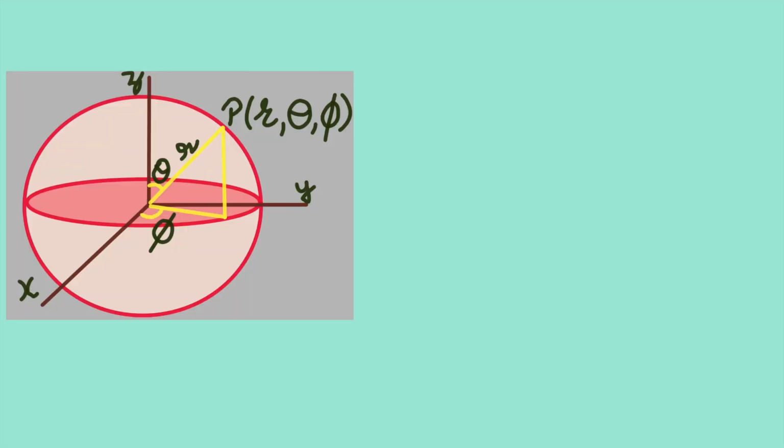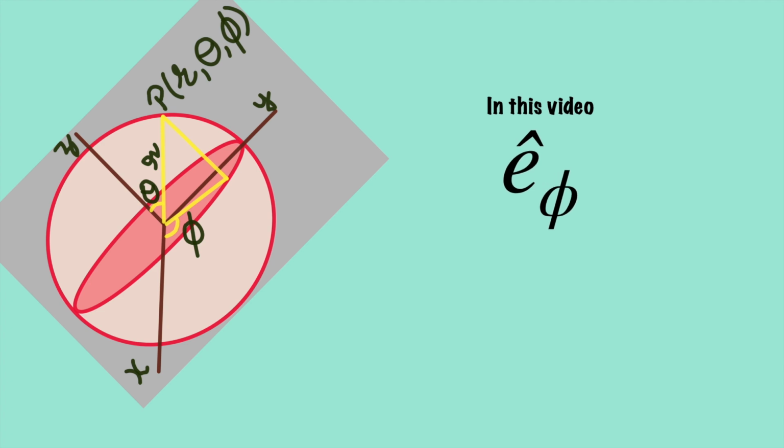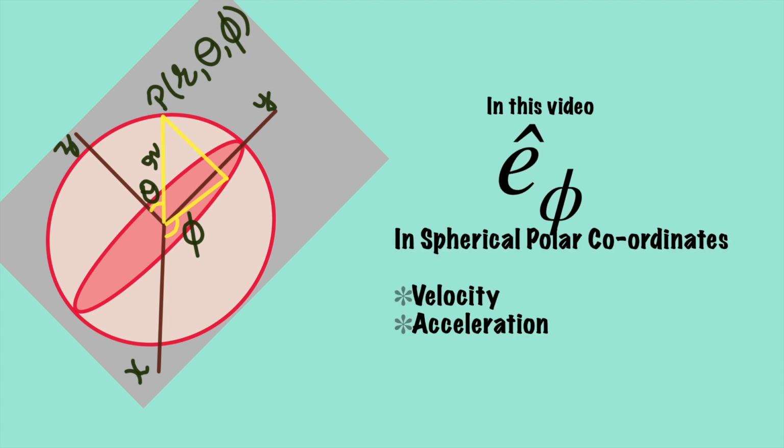Hello learners, in the previous video we calculated two unit vectors, e_r cap and e_theta cap. Now it's time to get the value of the third unit vector, that is e_phi cap. In this video, we also cover the topics of velocity and acceleration of a particle in spherical polar coordinates.